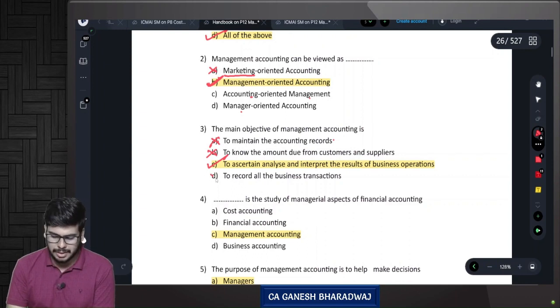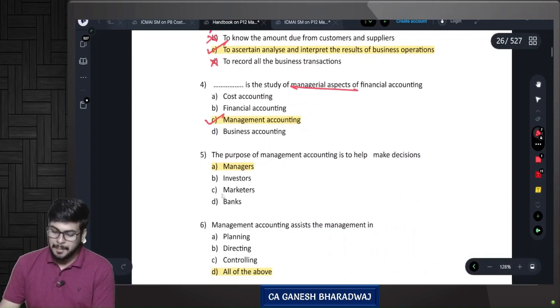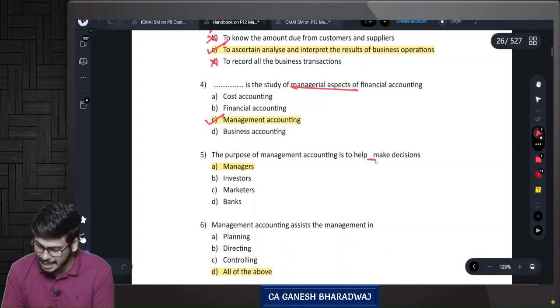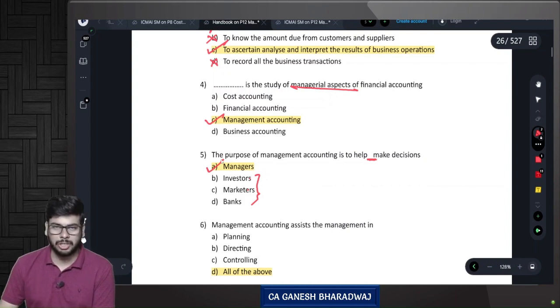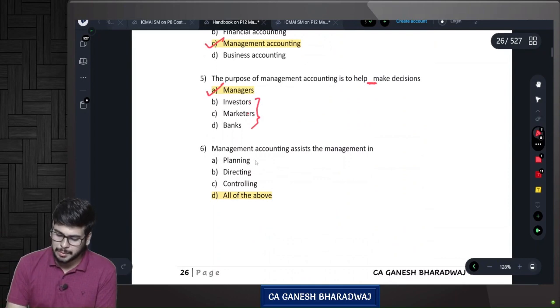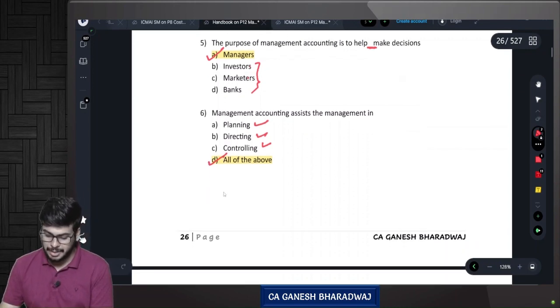To record all business transactions. Absolutely not. That is also not the objective. Dash is the study of managerial aspects of financial accounting. You know, it's management accounting that is that study. The purpose of management accounting is to help dash take decisions. Managers, investors, marketers, banks. Obviously, the other three are all outsiders to the company. It's about managers, internal people, or the top boss, managing directors, also called managers. Fine. Management accounting assists the management in planning, yes. Directing, yes. Controlling, yes. All of the above should be the answer. Clear? Some easy questions have been given here.